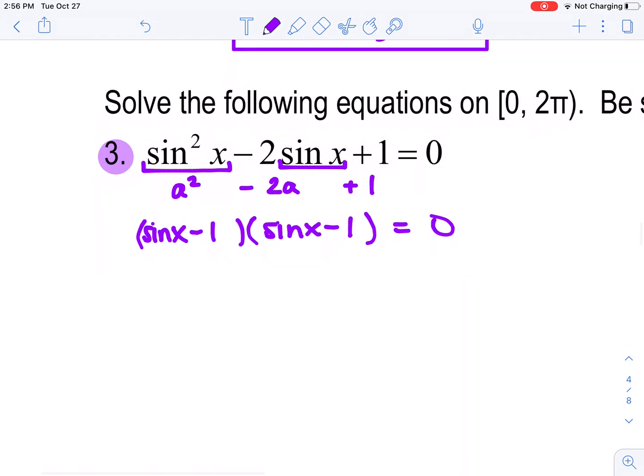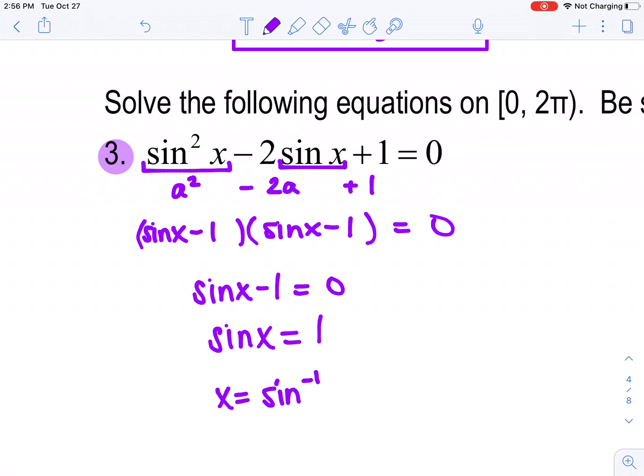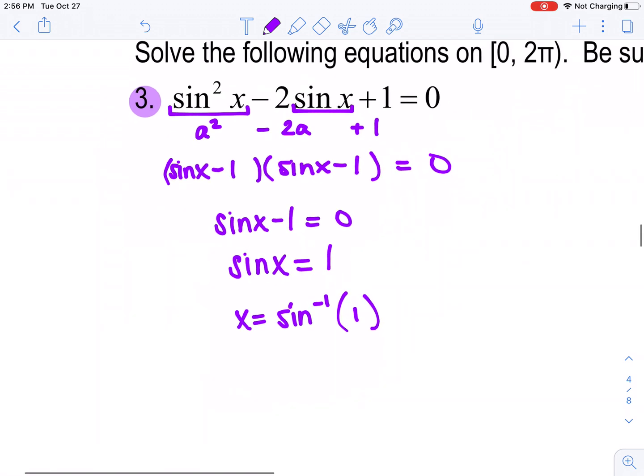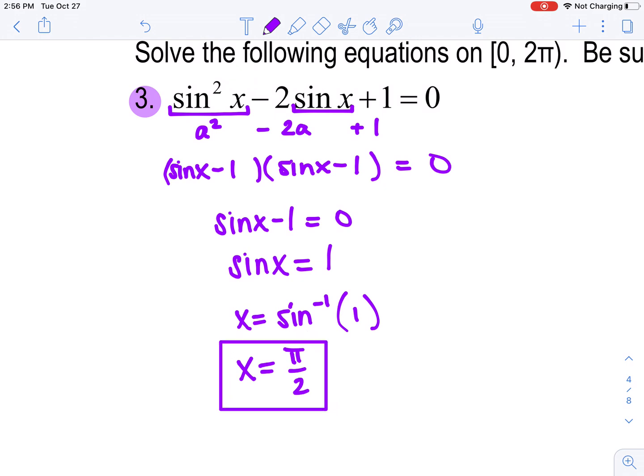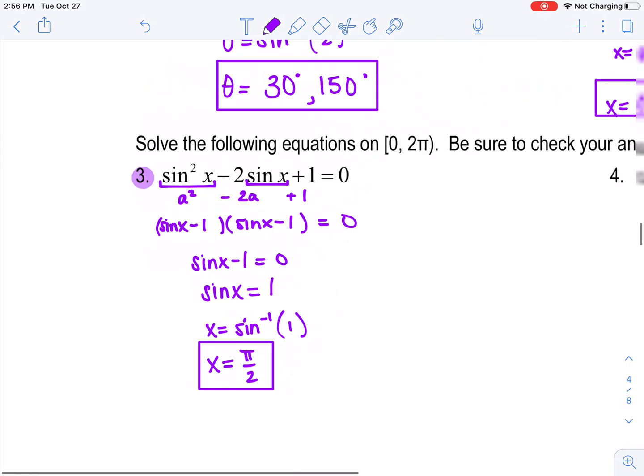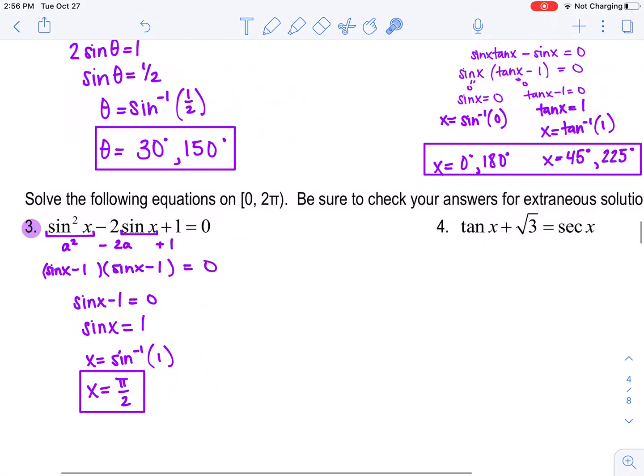Since these are both the same, we only need to set that one equal to 0, and then we can solve. Sine of x is equal to 1, so x is the inverse sine of 1. So where around the unit circle is our sine value 1? Well, it's at 90 degrees, or at pi over 2. So this quadratic happened to only have one solution at pi over 2. So you'll see, again, we had factoring by our GCF over here, normal factoring here.